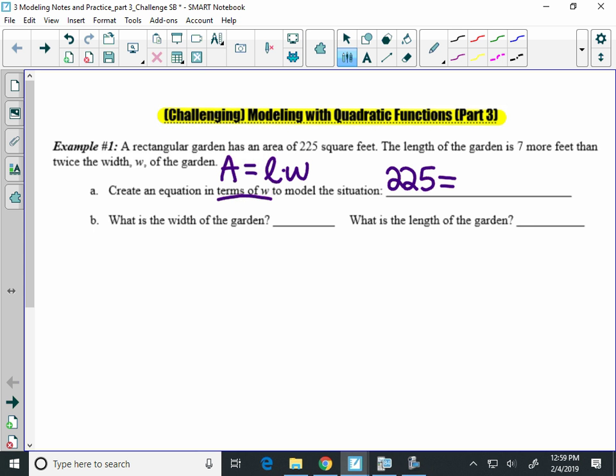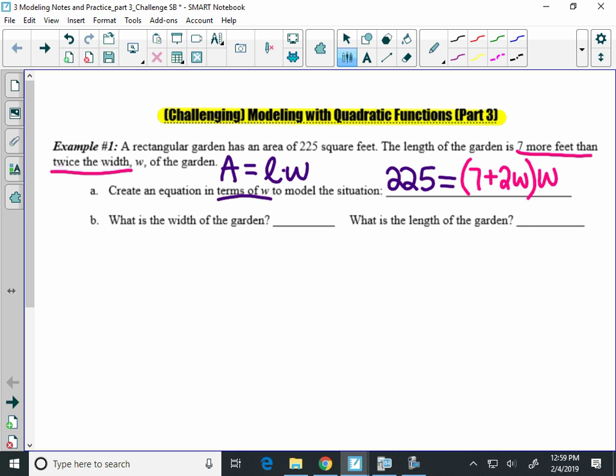Now go back to the scenario. We have that the length is 7 more than twice the width. So how do I represent that mathematically? 7 plus 2W. So I'm going to put it in parentheses. That is your length. And how should I represent width? Just W. So this is an equation in terms of W. That means W is the variable for the area. Okay? That's not too bad, right?